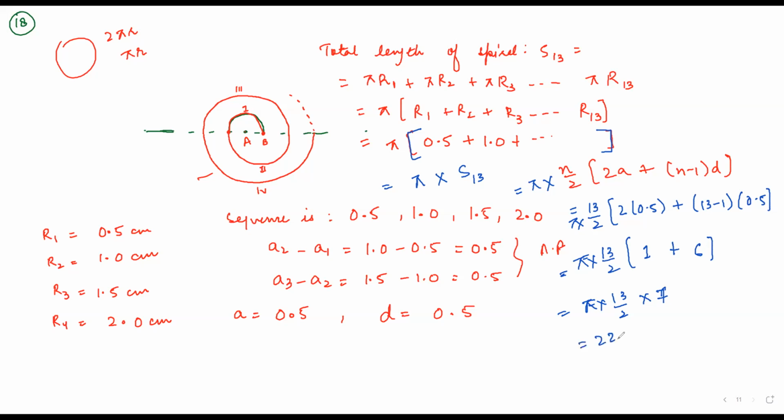So pi is like 22 by 7 into 13 divided by 2 into 7. So 7 actually cancels out. So this is 11 into 13 ultimately. So that you can multiply. How much is this? 143 centimeter, because this is in length, so it will have some units.